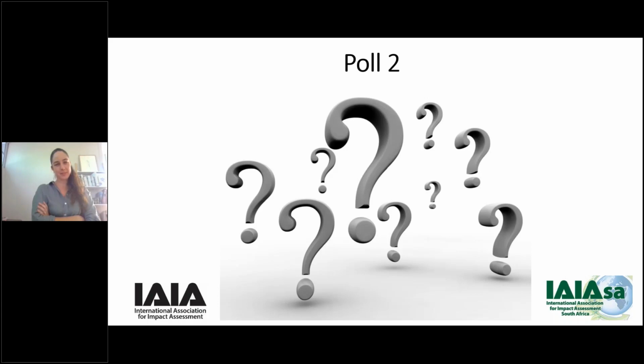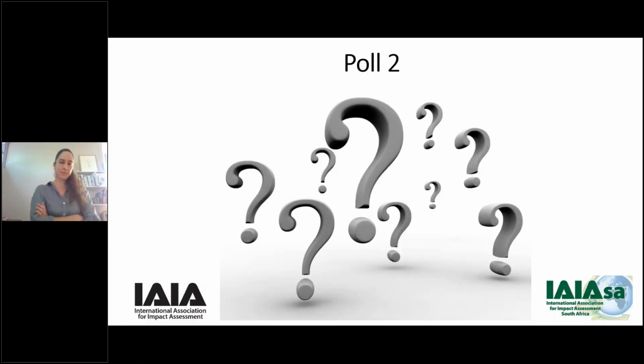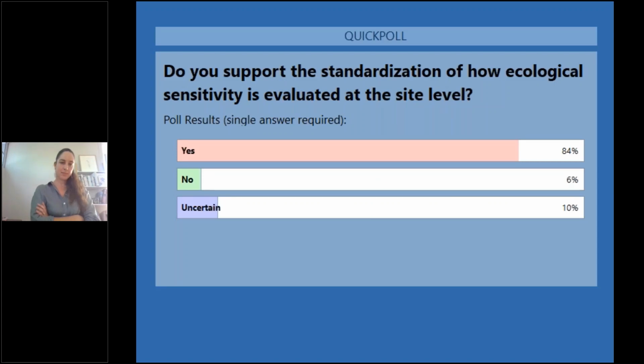Third, do you support the standardization of how ecological sensitivity is evaluated at the site level? Yes, no, or uncertain. Again, do you support the standardization of how ecological sensitivity is evaluated at the site level? Yes, no, or uncertain. 3 more seconds. 2, 1, and close. Results of this: 84% responded yes, 6% responded no, and 10% responded uncertain.